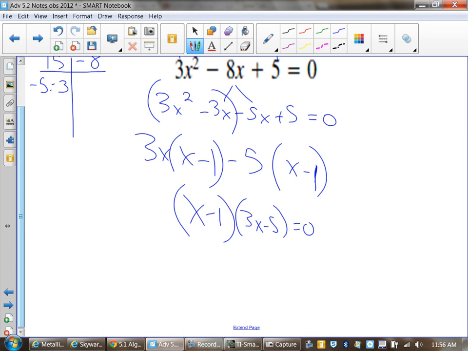Now, there's one last step here because it says equal to 0. What are your zeros then? 1 and, is it negative 5 over 3 or positive 5 over 3? It's positive 5 over 3.